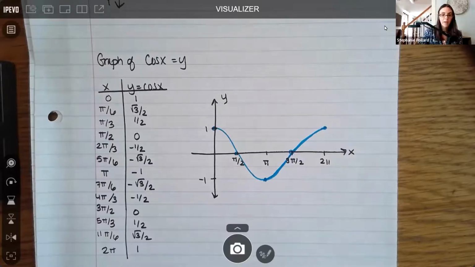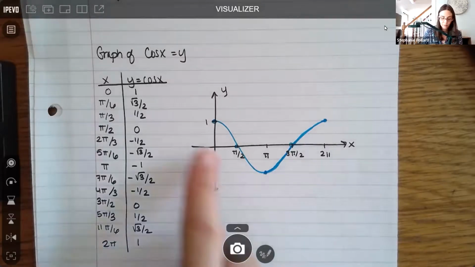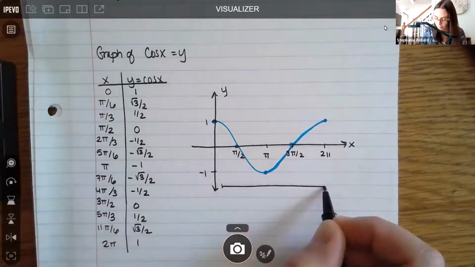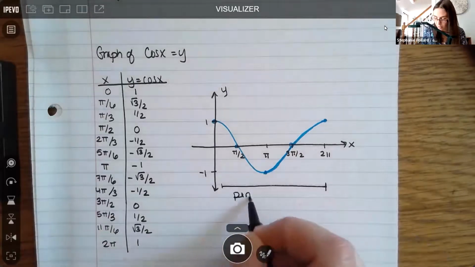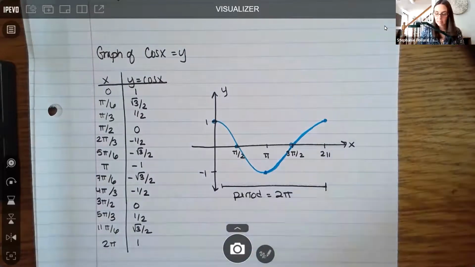So here you have your key values for cosine. And again, most of these we've already found together, or you can find using reference angles. So this is a good chart to have of very common cosine values. And I have just the first period graphed. So just like the sine function, the period of the cosine function is also 2 pi. And then what happens is this repeats.